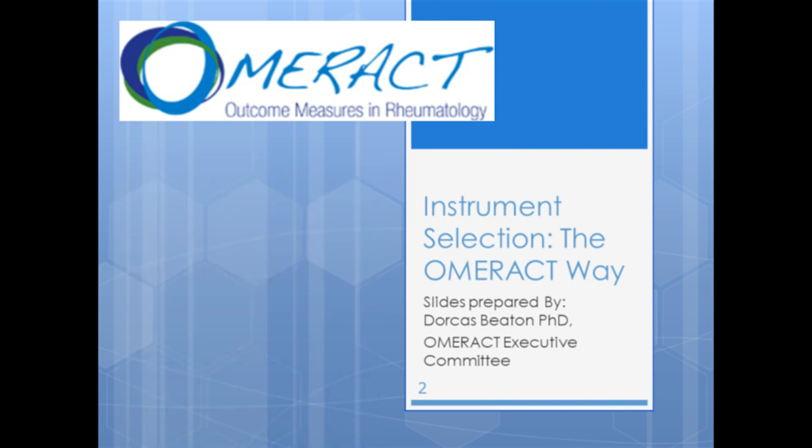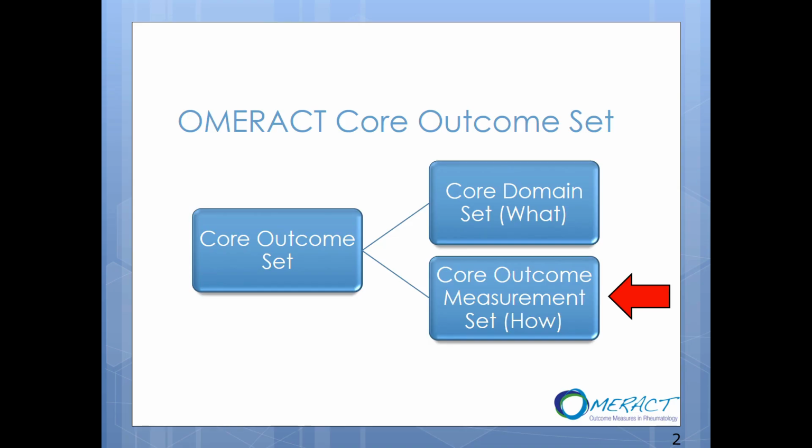And welcome to a discussion about instrument selection the OMERACT way, a guide to the processes used for instrument selection developed at OMERACT, but usable anywhere. Just to remind you that a core outcome set at OMERACT is made up of two things: the core domain set, or what should be measured, and then the core outcome measurement set, how we should measure it, what instrument should we use. So today we're going to be speaking about the core outcome measurement set and how we would go about selecting an instrument for that.